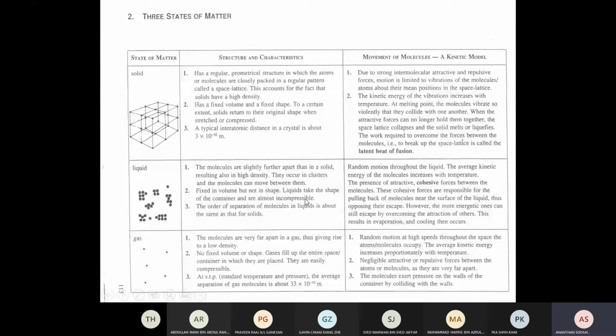Movement: solid only vibrate. Liquid move layer by layer. And gas we can say it's a random movement, random motion at high speed.